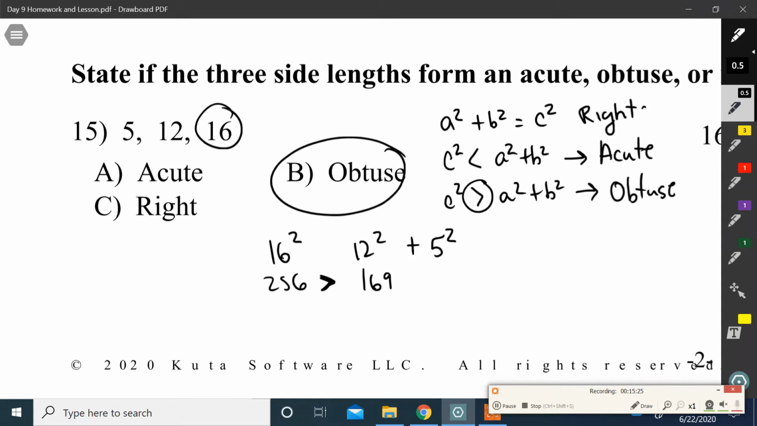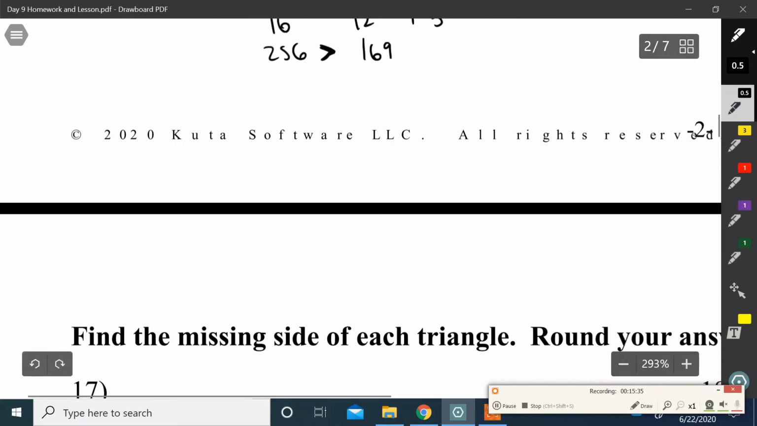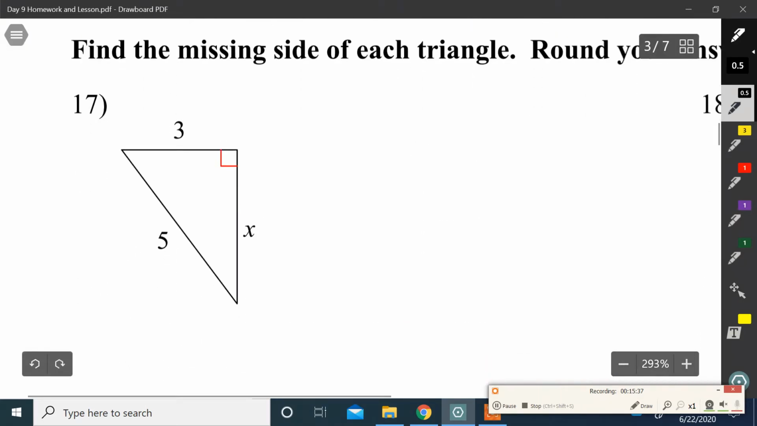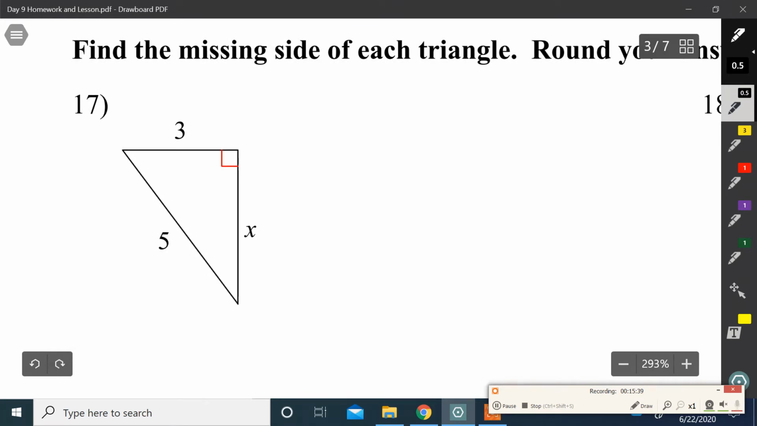I don't always remember what it is, but I always can look it up. It's the converse of the Pythagorean theorem. Okay, as long as you look it up, you will be fine. Or write it down. Okay, find the missing side of the triangle. This is what we use. We use the Pythagorean theorem here.